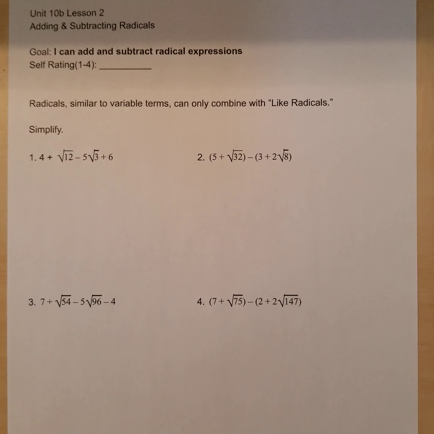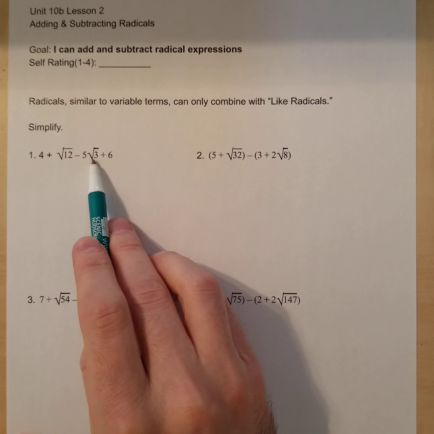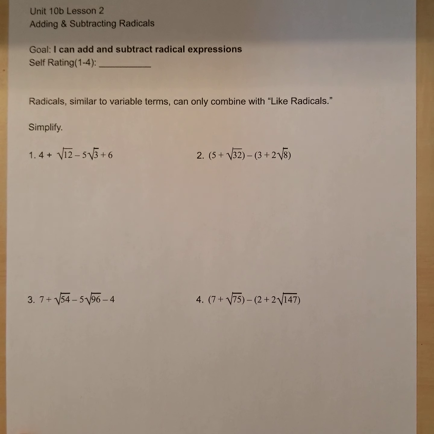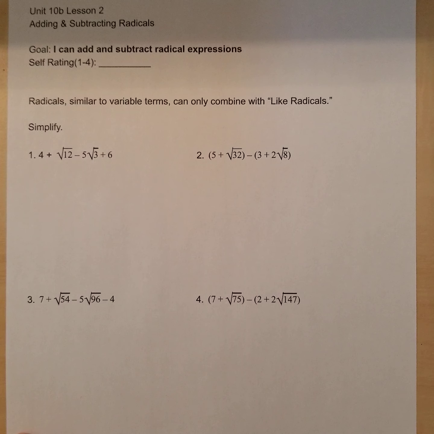So for example, as it is here, the square root of 12 can't combine with a square root of 3 because the radical is not the same. Similar to x cannot be combined with x squared because they're not like terms. But unlike the x and x squared, we can actually manipulate our radicals to create like terms as long as we put them in simplest radical form.